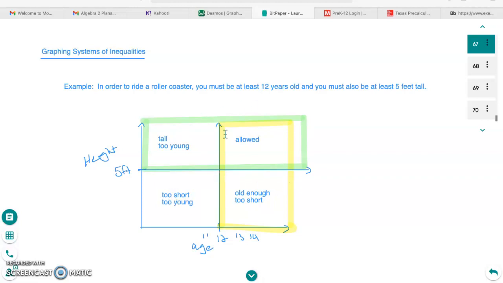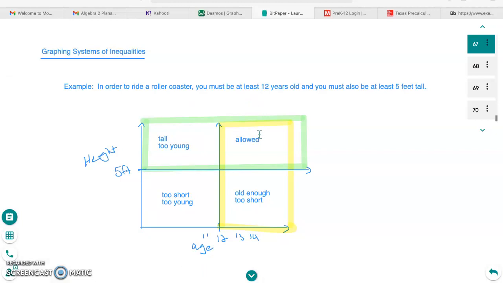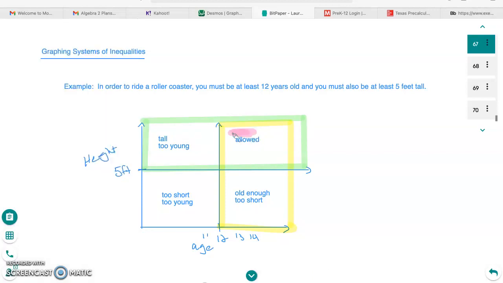Anybody who is in this category right here is in the solution area. So I'm going to do that, I guess, in pink. Oh, no, I'm not. I'm going to do it in green, sorry. Try that again. I'm going to do that in pink here. So these people are allowed on the roller coaster. These people are not. So this is basically how you are going to graph a system of inequalities.